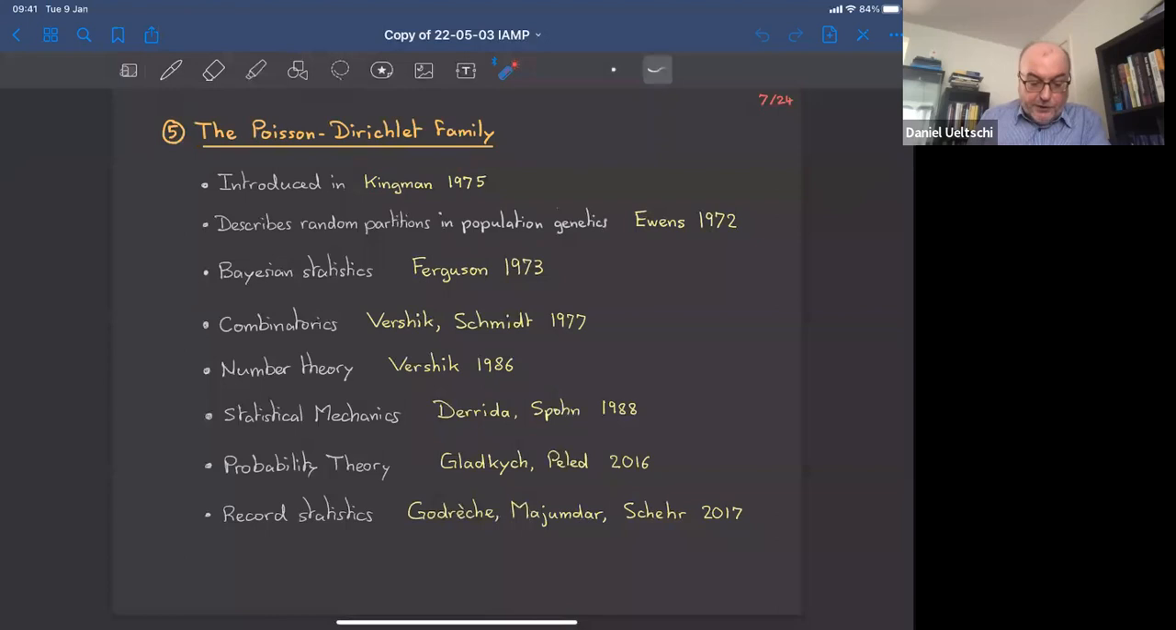It shows up in Bayesian statistics, combinatorics, number theory, and statistical mechanics, also by Derrida and Spohn, who were looking at the random energy model, and it turns out to be relevant there. It appears in probability theory in many contexts, including loop systems, and even record statistics, for the distribution of times of records, and many others. So it's something which is actually really important in probability theory.